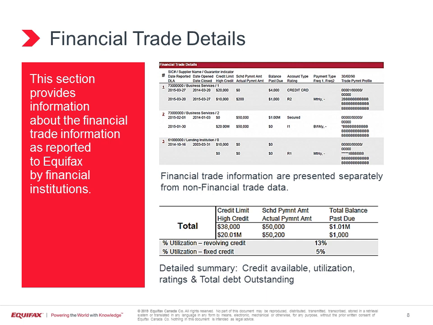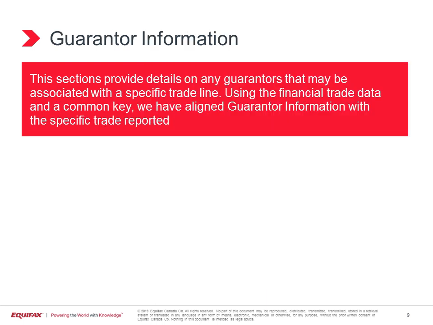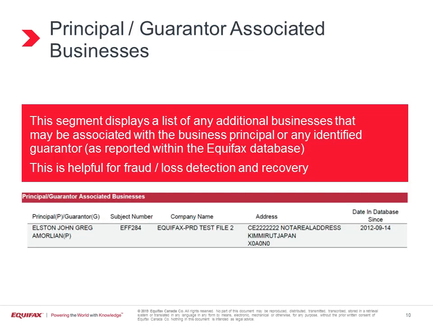The new financial trade details section is now presented separately from the industry trade data section, and it also includes an at-a-glance detailed summary of credit available, utilization percentage on revolving and fixed credit, and total debt outstanding. Under the new guarantor information section, details on any guarantors that may be associated with a specific trade line will now be included. The new Principal Guarantor Associated Businesses section will now display a list of any additional businesses known to be associated with the business principal or guarantor.